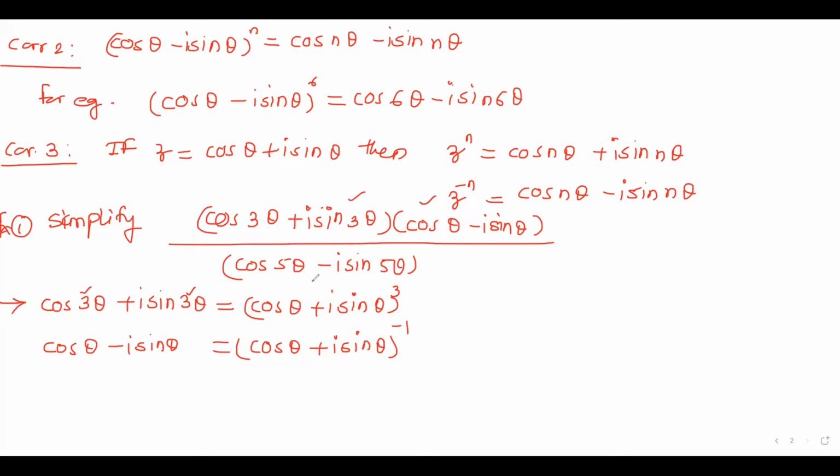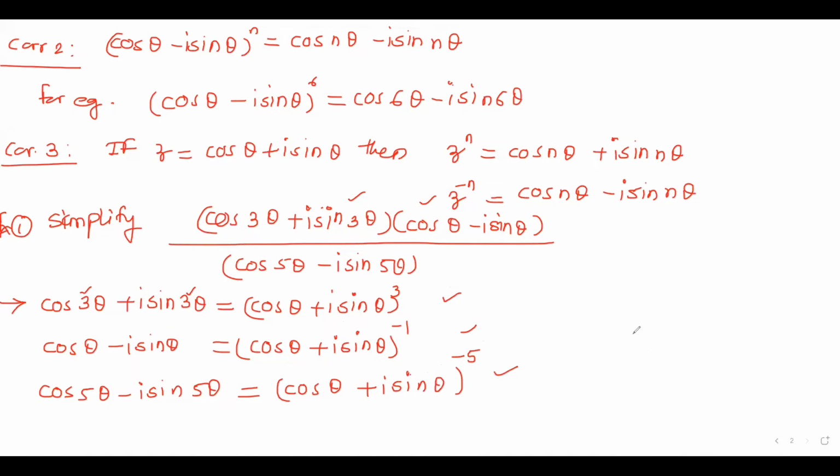Now we will simplify this term as well. Cos 5 theta minus i into sine of 5 theta. Again I can write this term as cos theta plus i into sine of theta, but here it was minus. Here it should have been minus but I have taken plus, so I will have to raise this to minus 5, right? Again this step uses the corollary and this step uses De Moivre's theorem, right?